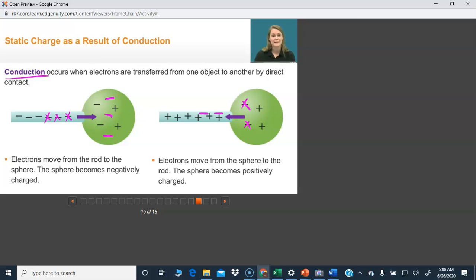In the first example, the negatively charged rod causes the sphere to become negatively charged because of the contact. In the second example, the positive rod causes the sphere to become positively charged because of the contact. It's important to know that only electrons move to create a positive or negative charge. Positively charged protons do not move to create a charge. Negative charges result from an excess of electrons, and positive charges result from a depletion of electrons.